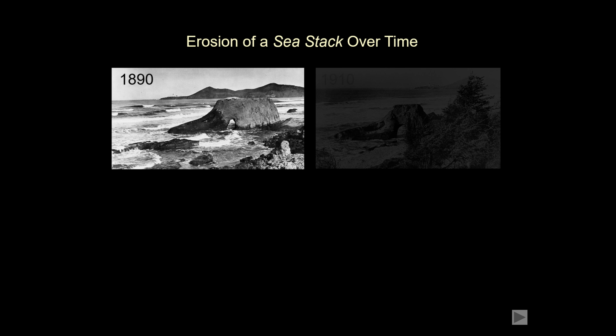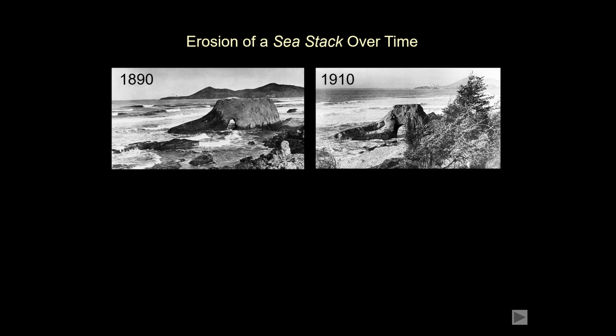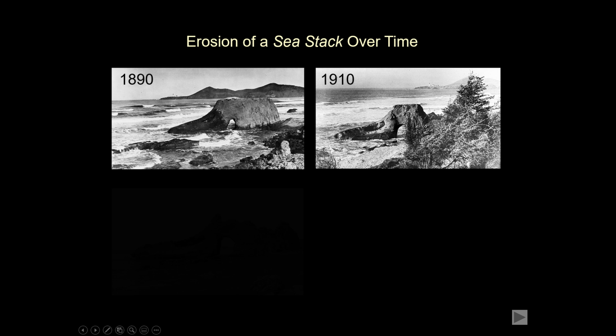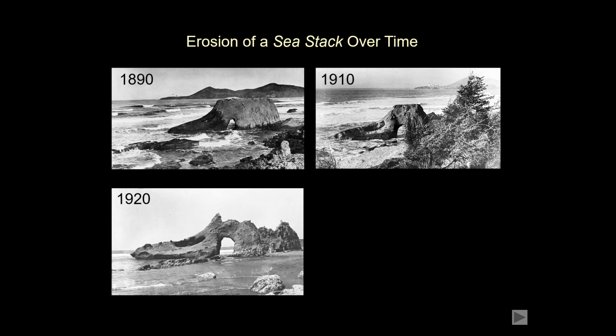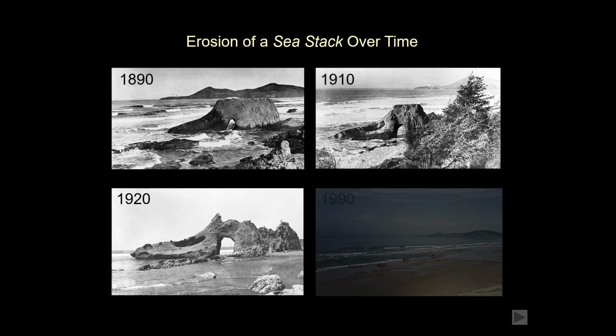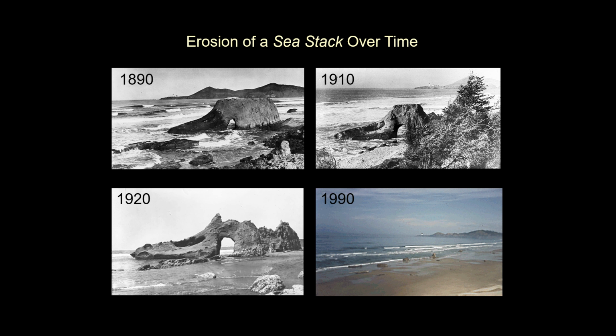So just for perspective, here's 1910, and the sea stack eroding pretty significantly over this 20-year period. The sea stack is still there, but has been eroded down. 1920, it's a little bit smaller, and then it's almost completely gone by 1990. You see just a few remnants of rocks there. So that gives you some idea of how long it takes for this coastal erosion to happen, and it really is pretty location dependent.